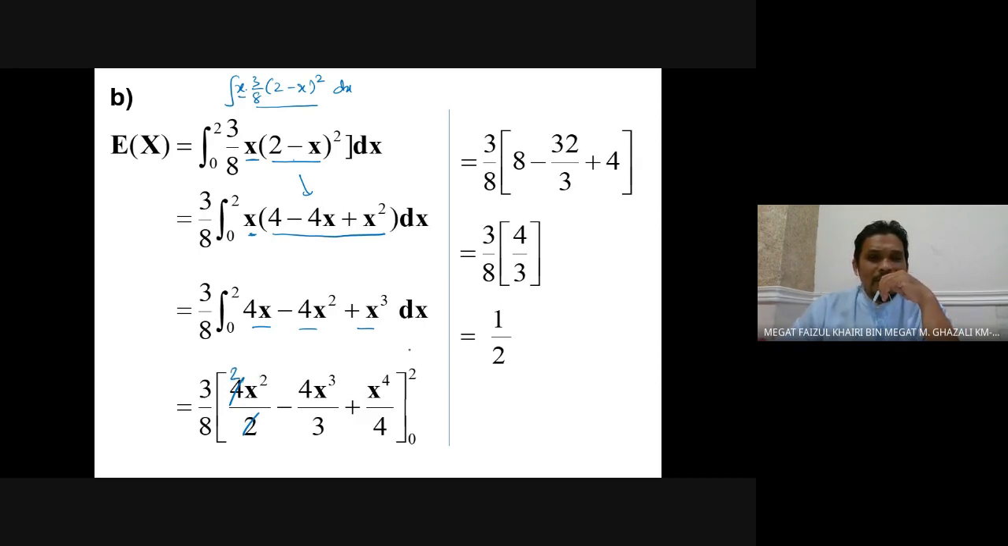Okay, so substitute x with 2 and 0 here. 2, 32 over 3 and 4, and then minus with 0. So then finally you get 1 over 2. And E of x squared.